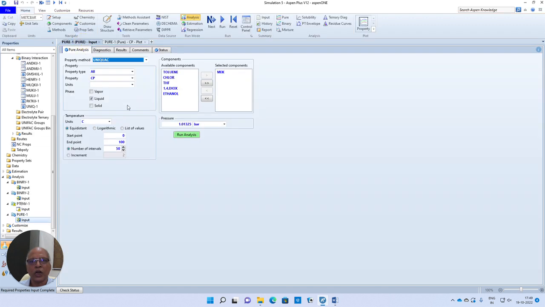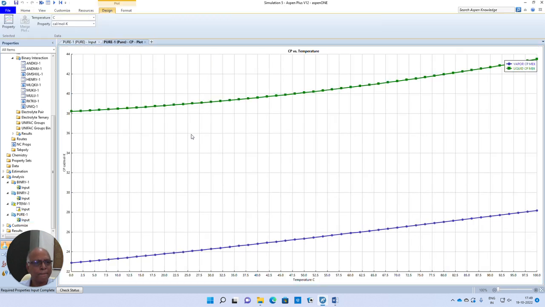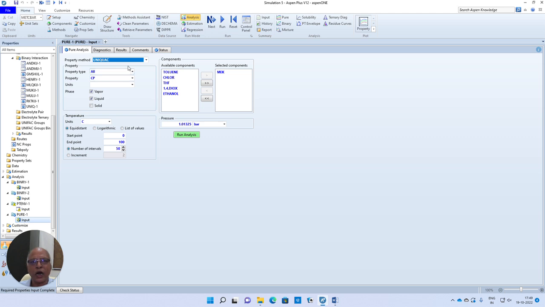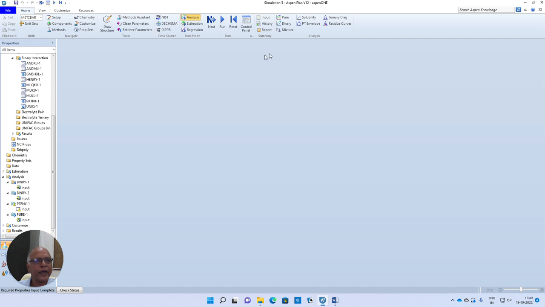If you want, you can also go back and identify both specific heat in vapor phase as well as liquid phase. Now this is how the specific heat, I think the green one is liquid, the blue one is vapor. So in this way, you will be in a position to look at the temperature dependency of any pure component. Right. Okay. I would like to go into the mixture.